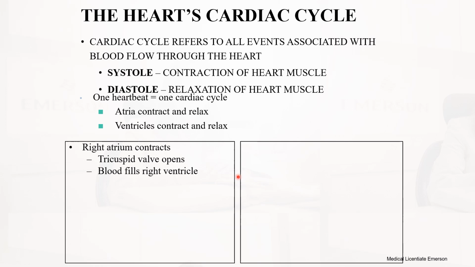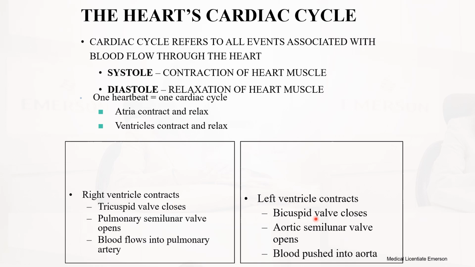So that's what happens. Okay, so let's just repeat. We are saying the right atrium contracts, then the tricuspid valve opens, blood fills the right ventricle. Then the right ventricle contracts and the tricuspid valve closes off, the pulmonary semilunar valve opens and blood flows into the pulmonary artery. Then the bicuspid valve opens and blood fills the left ventricle. When the left ventricle contracts, the bicuspid valve closes off, and the aortic semilunar valve opens, and the blood is pushed into the aorta.